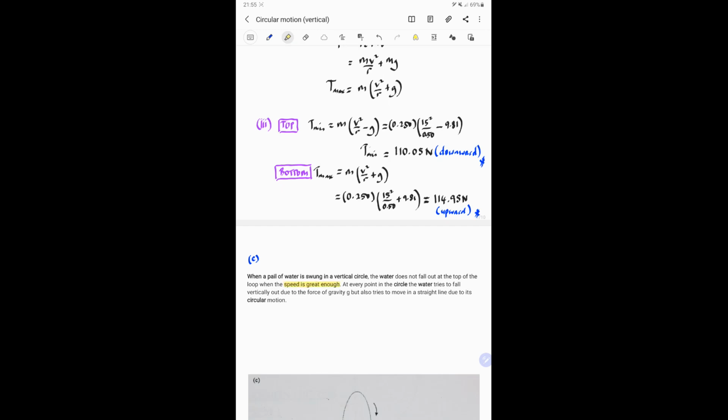Alright? At every point in the circle, the water tries to fall vertically due to gravity, but also tries to move in a straight line due to its circular motion. See? So we have two different motions actually. Seems like they just cancel each other. That is why the water doesn't spill out. Okay.